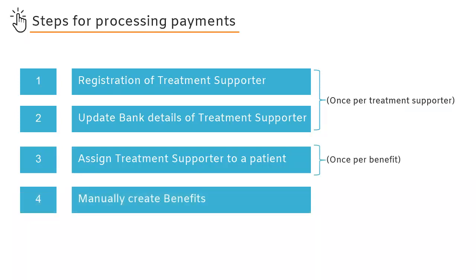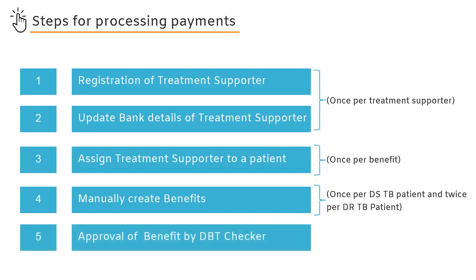The fourth step is to manually create benefits. This is done once per DSTB patient and twice per DRTB patient. The fifth step is the approval of the benefit by the DBT checker. This is done once per benefit.